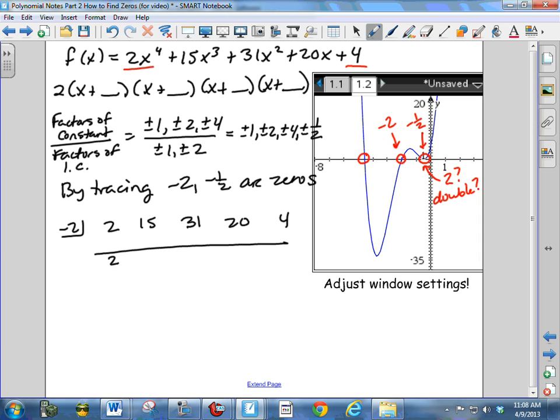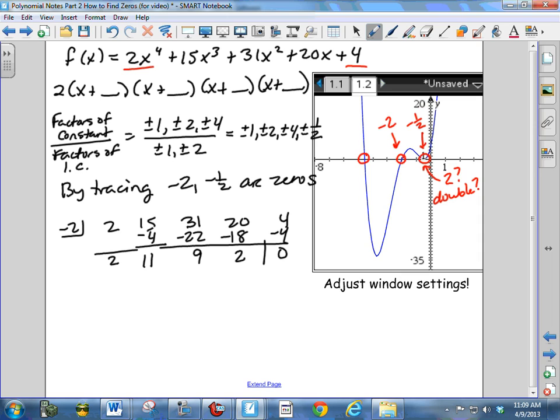Bring down the 2, multiply by -2 is -4. Then we have, oops, I wrote -2. -4, and then this would be 11. -2 times 11 is -22. Add, this would give me 9. This would give me -18, which gives me 2. -2 times -2 is -4, which gives me 0. And remember, I have to end up with 0.